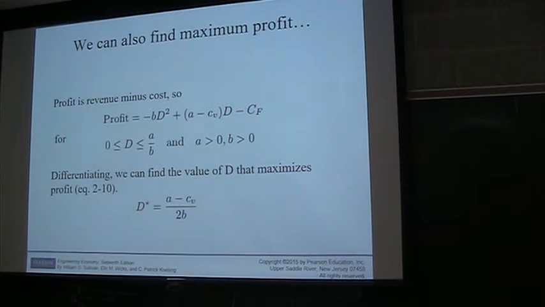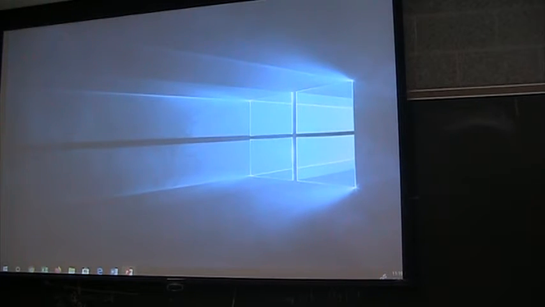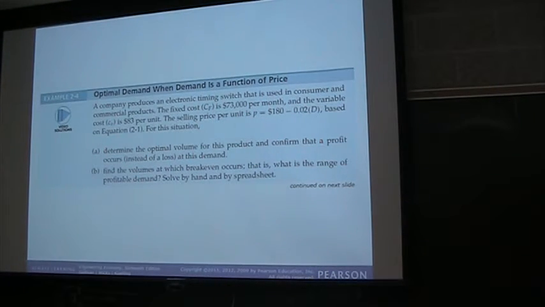But let's look at the examples. Example 2.4. Company produces an electronic timing switch that is used in consumer products. $73,000 per month fixed cost. Variable cost is $83 per unit. So just like we did before, we can come up with our cost, and that'll be a straight line, right? $73,000 per month, that's the intercept. Variable cost, that's the slope, $83 per unit. The selling price is $180 minus, we're going to charge less for it when there's more demand.